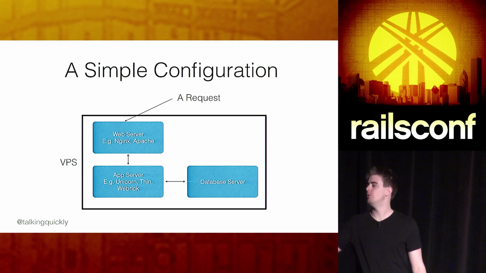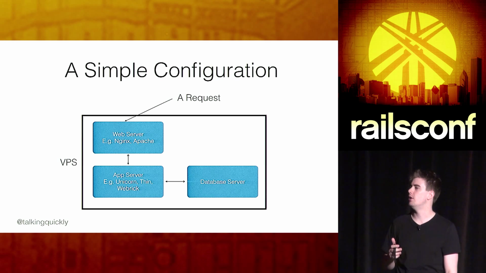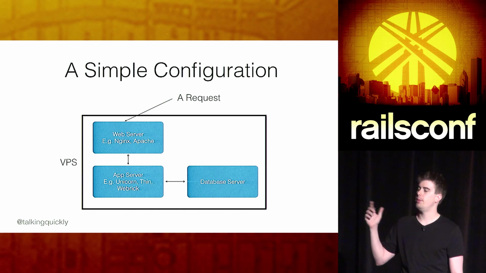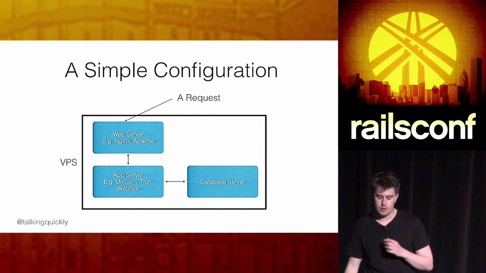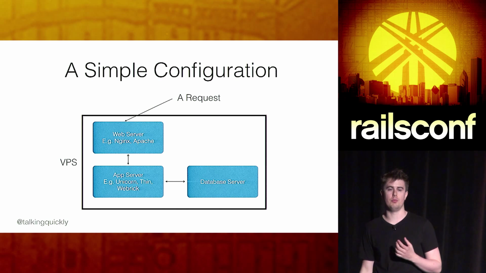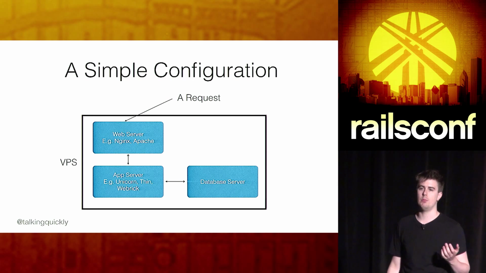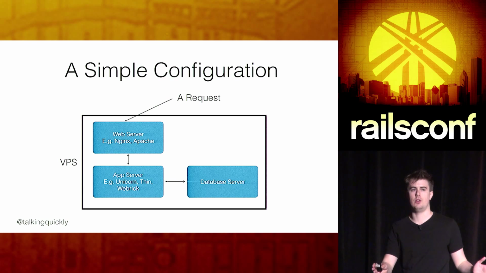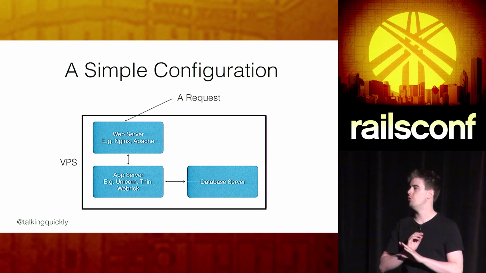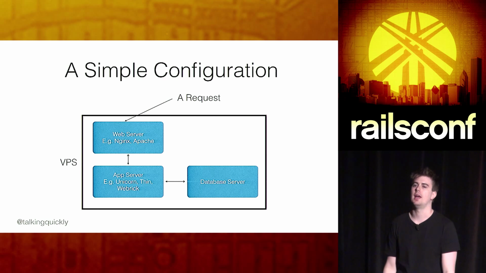So here we've got a beautiful picture that I've drawn because I'm new to Keynote. And the black box around the outside is our VPS. It's a single VPS. And this is the first thing that seemed to surprise lots of people. For a simple production configuration, you only need one VPS. In the same way in development, you can run your entire Rails application on your development machine. For a simple production application, you can run everything on a single VPS.